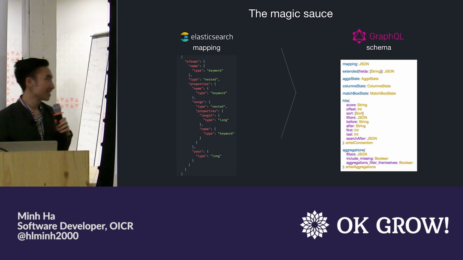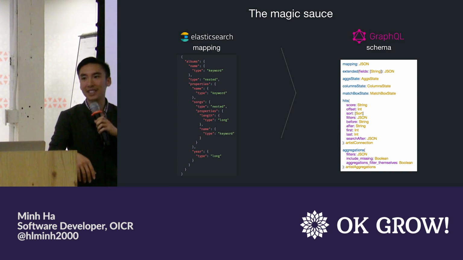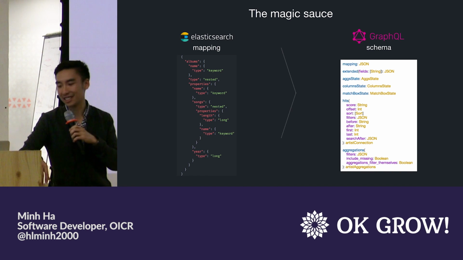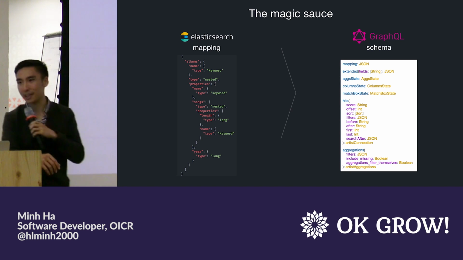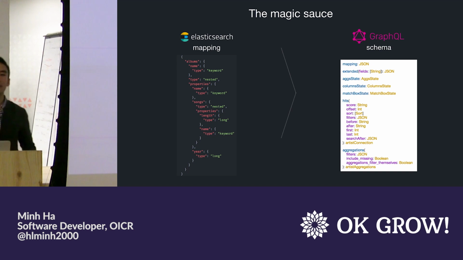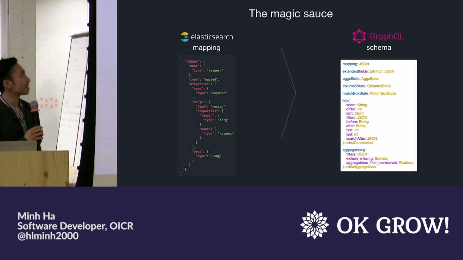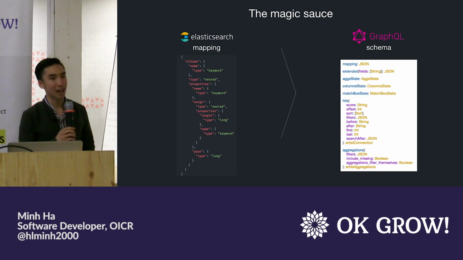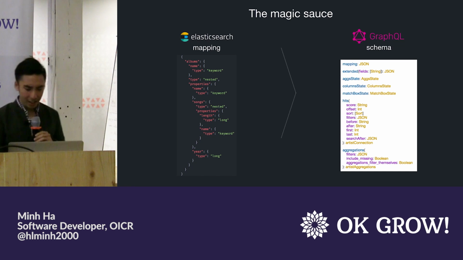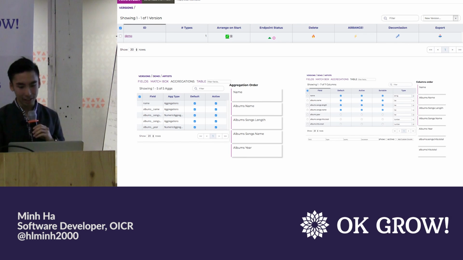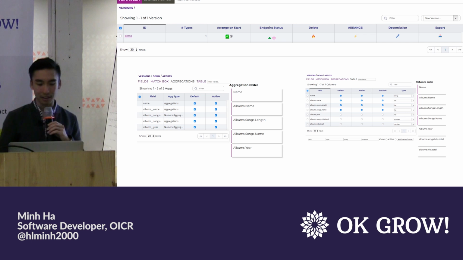We already saw that. So the magic sauce was basically, Elasticsearch has this thing called the mapping, which is essentially kind of like the schema of a database. Well, you know what also has a schema? GraphQL. So the magic sauce is basically we'll just take the Elasticsearch mapping and turn it into a GraphQL schema. And so we ended up with a product that looks something like this.